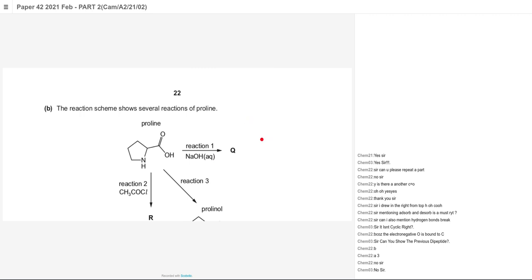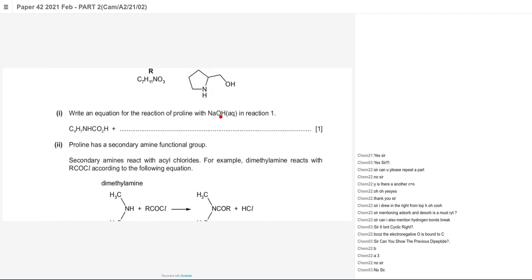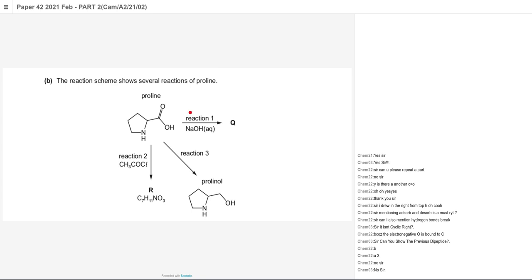The reaction scheme shows several reactions of proline. Write an equation for the reaction of proline with NaOH. What happens here is just ONa, the same structure, with the carboxylic end turning out to be ONa.